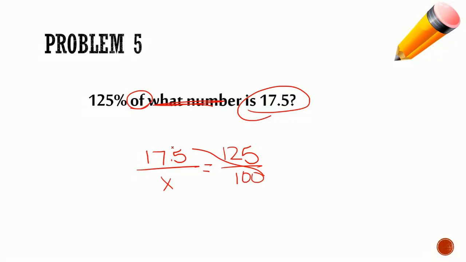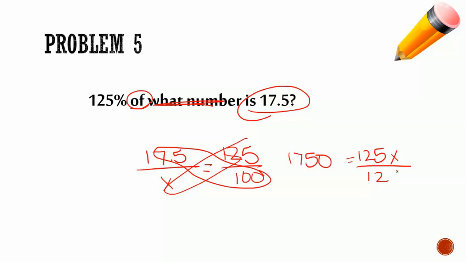Let's multiply. So 17.5 times 100 is 1750. And then 125x. Let's divide by 125, right? Because we're going to solve for x. And we will get x equals 14. So basically 100% and then a quarter of 14 as well was added on.